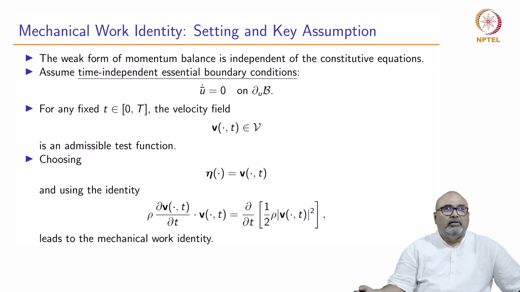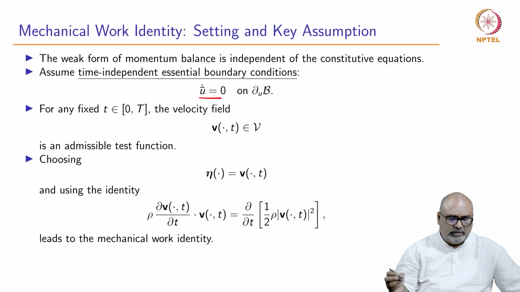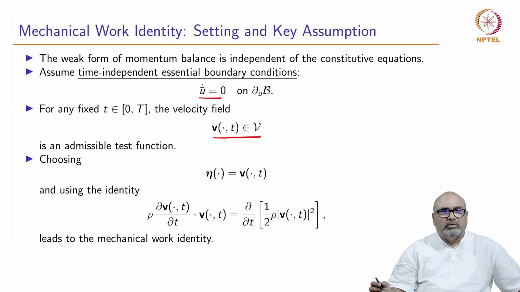Now, one can find out what is the mechanical work identity setting. The weak form of momentum balance is independent of the constitutive equations. Now, we assume time independent essential boundary conditions, so u bar dot is equal to 0 on the Dirichlet boundary. For any time t belonging to 0 comma T, the velocity field can be defined to belong to the admissible set of functions and can be chosen as an admissible test function. So, eta is equal to v.